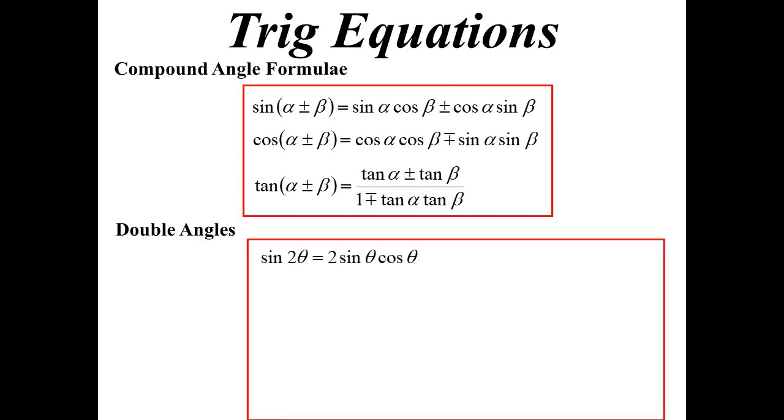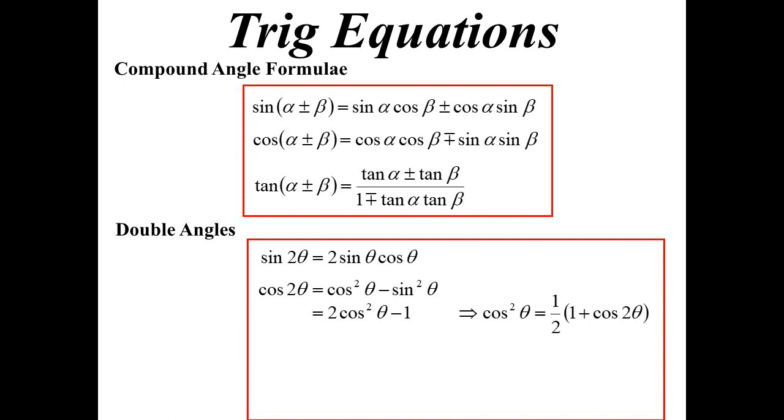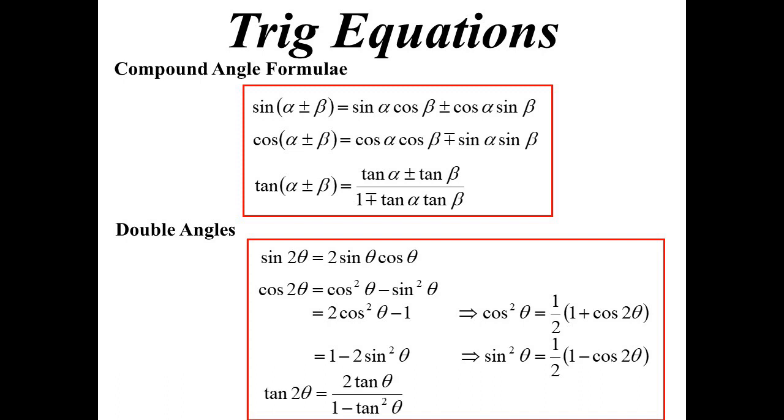So sine 2 theta is 2 sine theta cos theta. Cos 2 theta, which of course we could do in 3 different ways: cos squared minus sine squared; 2 cos squared minus 1, which allowed us to make cos squared the subject, half of 1 plus cos 2 theta; or 1 minus 2 sine squared, which allowed us to make sine squared the subject, half of 1 minus cos 2 theta. And our tan, 2 tan theta on 1 minus tan squared theta.